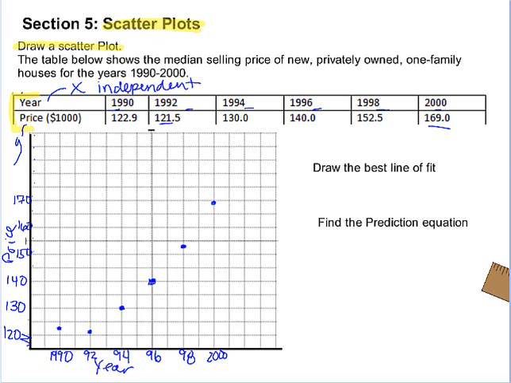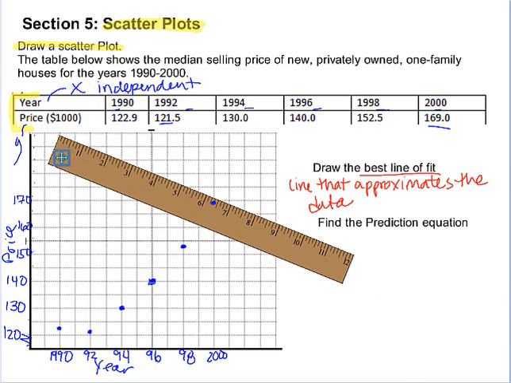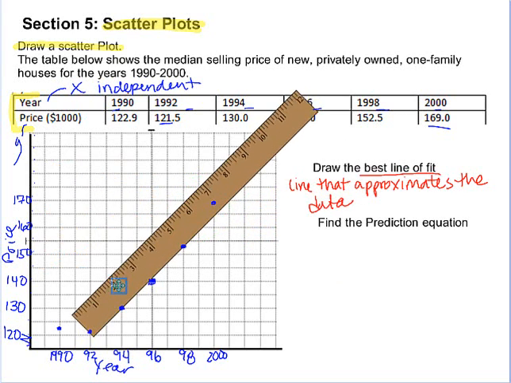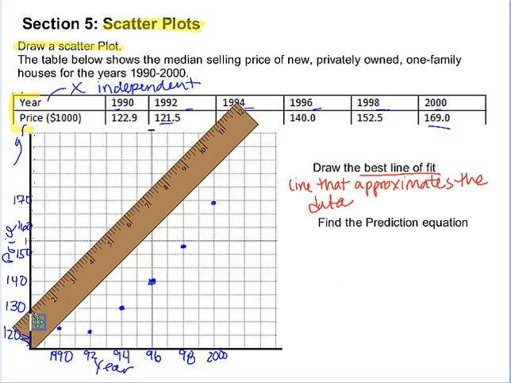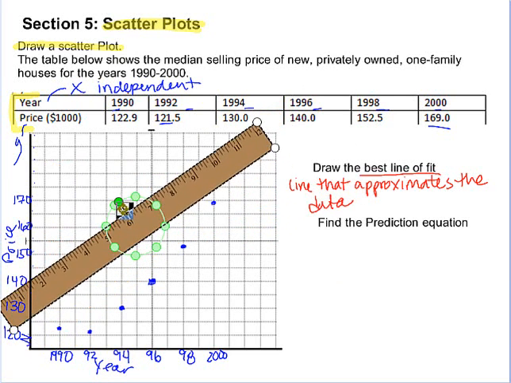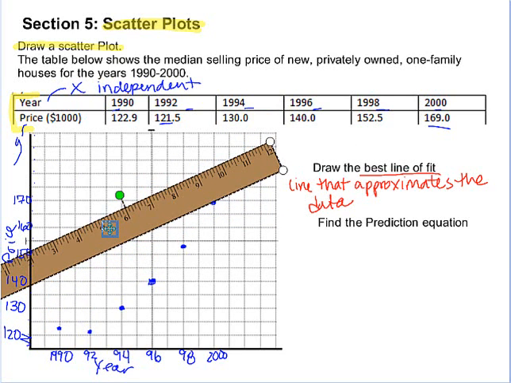So next up, we're going to draw the line of best fit. The line of best fit is the line that best approximates the data. So what you're going to have to do is take a ruler and rotate it around until you get a line that best approximates this data. So you wouldn't just pick the first point and the last point and line those two up, because if you did that, not all the points would actually be on the line.